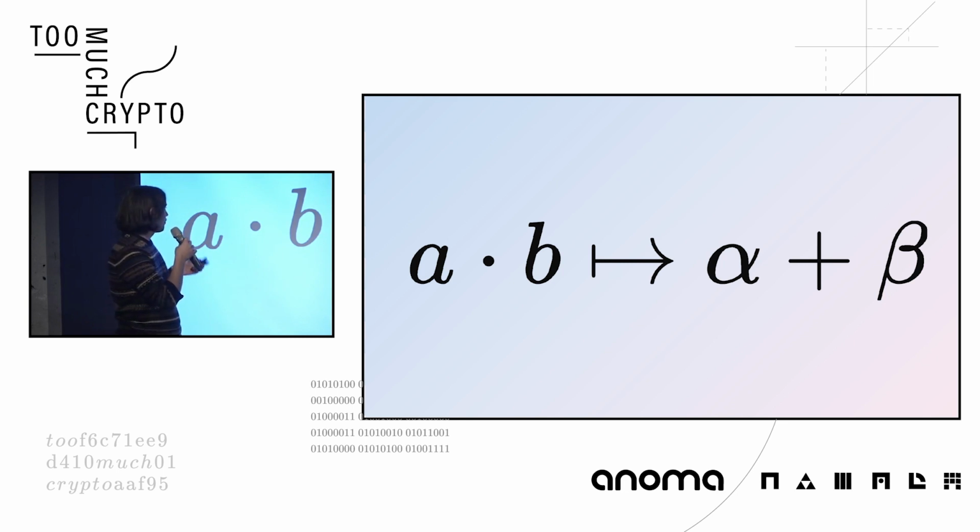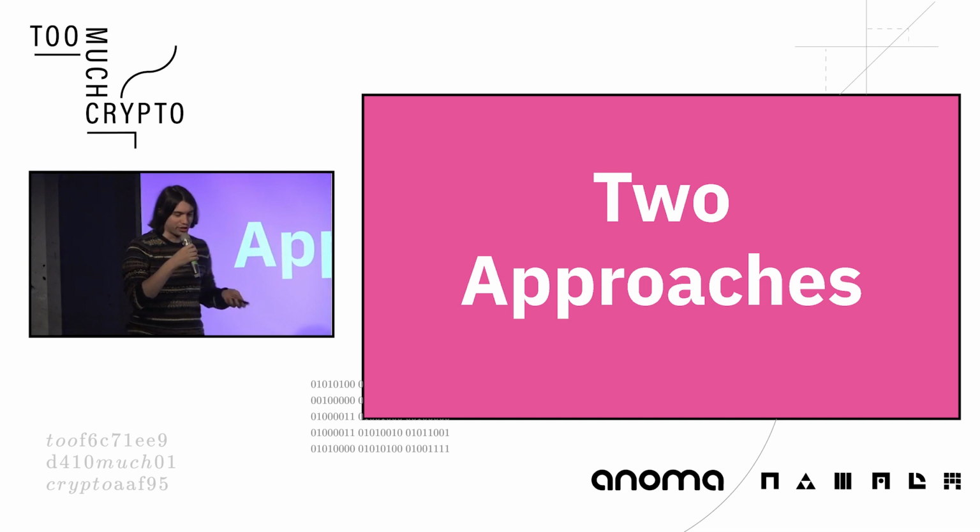So you have two values, a and b. One person has a, the other person has b, and they want to get two new values, alpha and beta, which sum to the original product. So you had A, B, they give you A, B when you multiply them. You want to somehow, through some protocol, get alpha and beta, which sum to A times B. And there's two approaches to this that are popular in mainstream protocols.